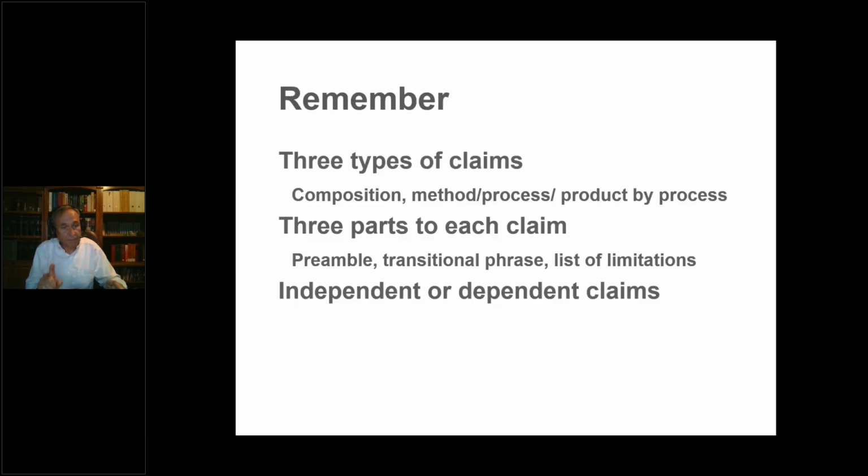So remember, there are 3 types of claims: the composition, method or process, or product by process. There's a preamble, a transitional phase, and a list of limitations. Only those: preamble, transitional phase, and list of limitations. And then you have independent or dependent claims. And that brings us to the end.